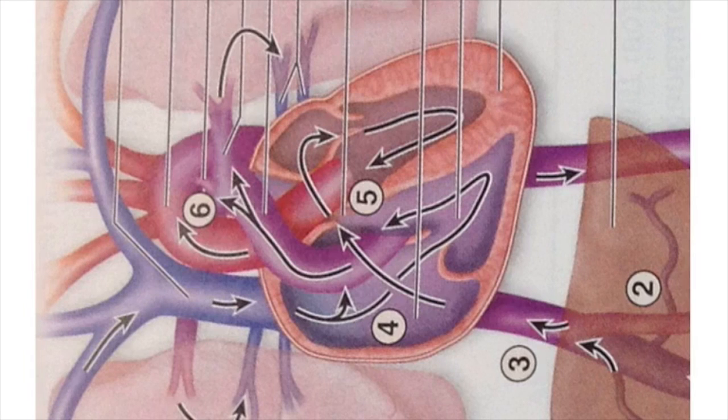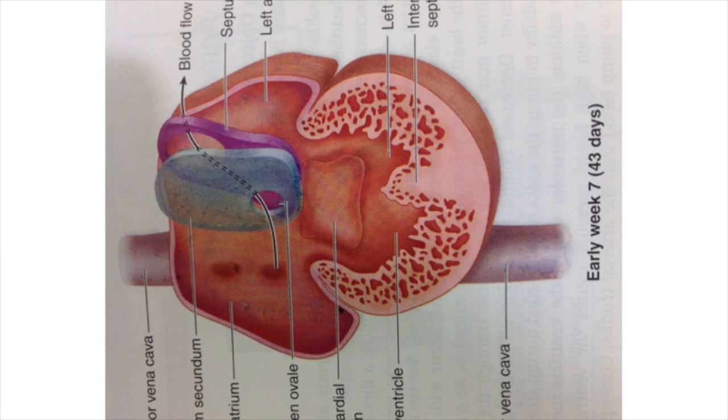Since pressure is now greater on the left side of the heart, blood no longer can travel from the right atrium to the left atrium. Therefore, the foramen ovale closes. So how exactly does this happen? The interatrial septum actually consists of two layers, called the septum primum and septum secundum.